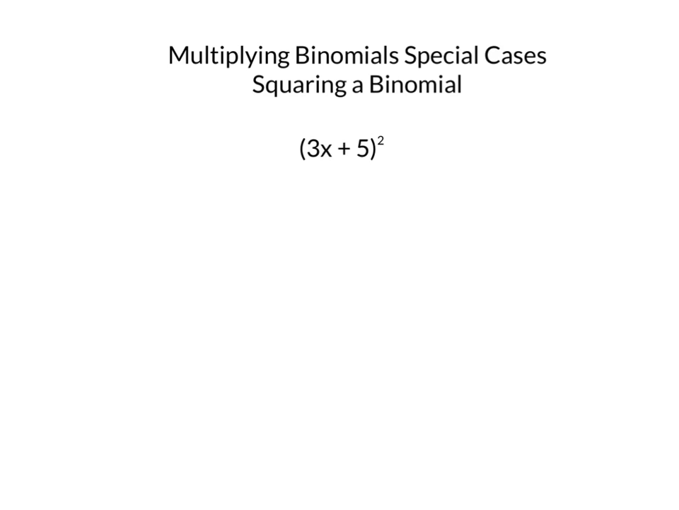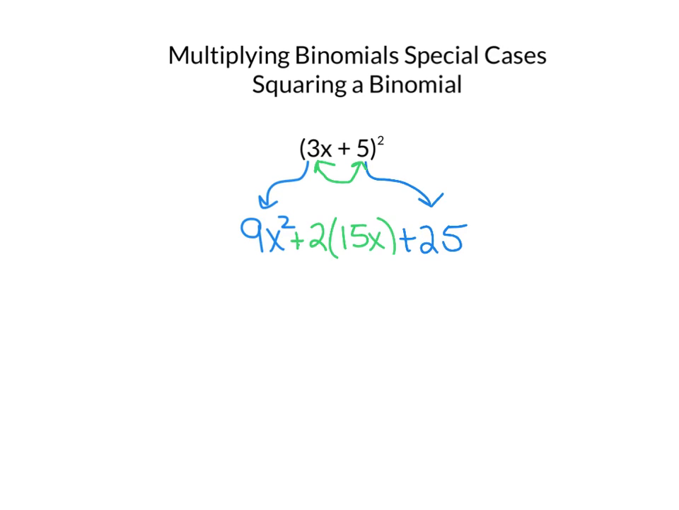Again, I'm just going to use the shortcut for this. So I have the quantity 3x plus 5 squared. I'm going to start by squaring my 3x. So 3x times 3x is going to give me 9x squared. I'm going to go over here to the positive 5, and I'm going to square positive 5. 5 times 5 is 25. Now for my middle value, I have to multiply these two together, the 3x and the 5, and I have to double it. So I'm going to say plus 2 times 3x times 5 is 15x.